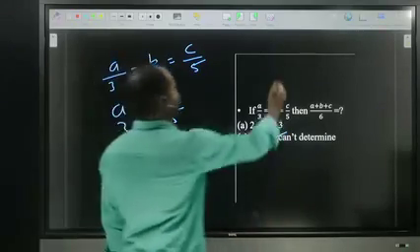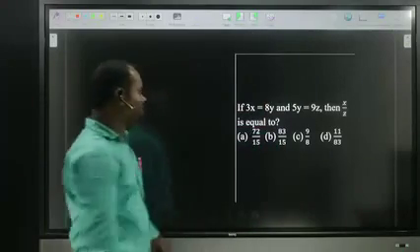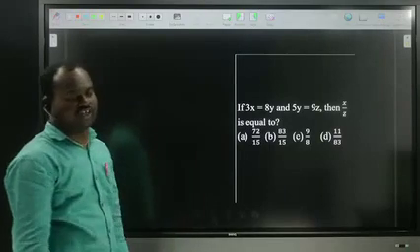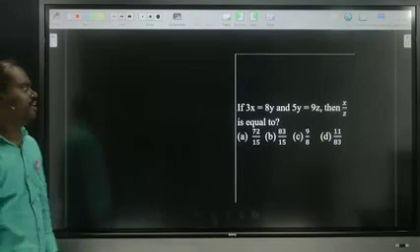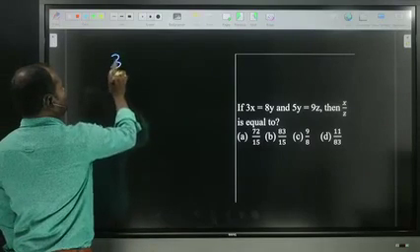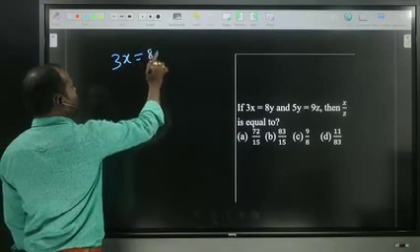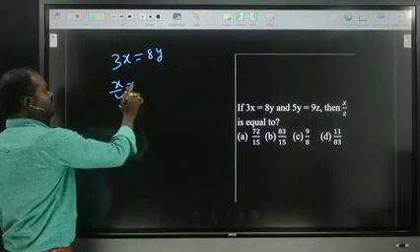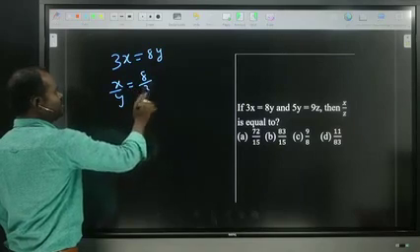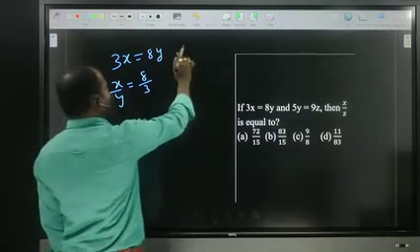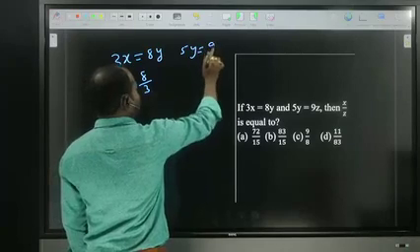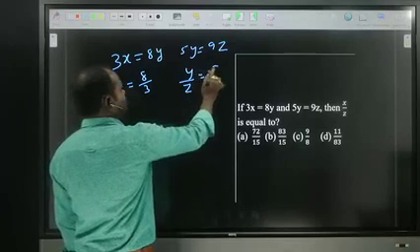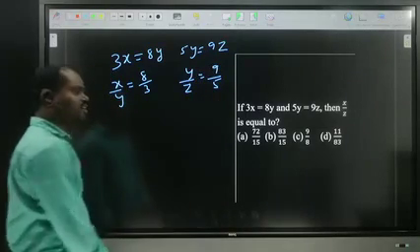Now, next. 3x is equal to 8y and 5y is equal to 9z. Then x by z is equal to? Right. From 3x is equal to 8y, x by y is equal to 8 by 3. Okay? Now 5y is equal to 9z. From this, what can we write? Y by z is equal to 9 by 5.